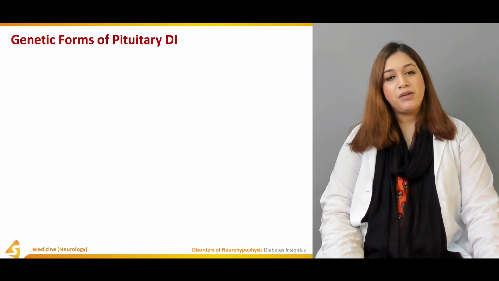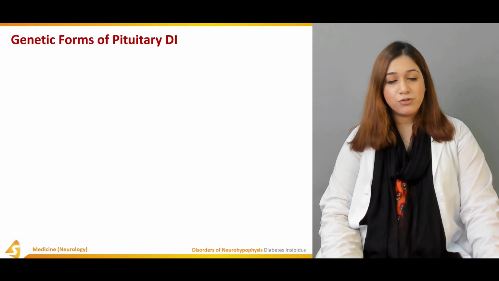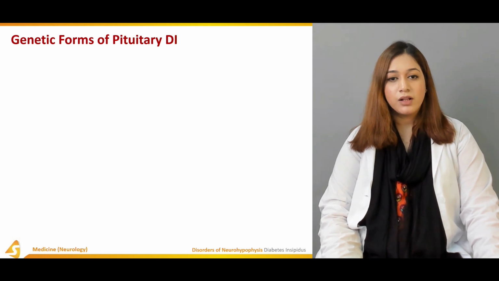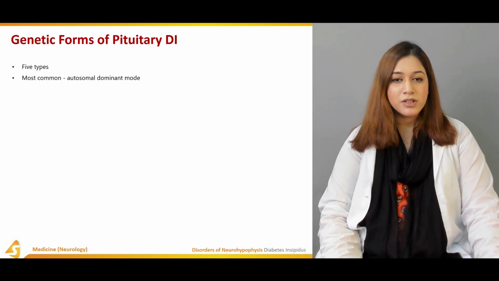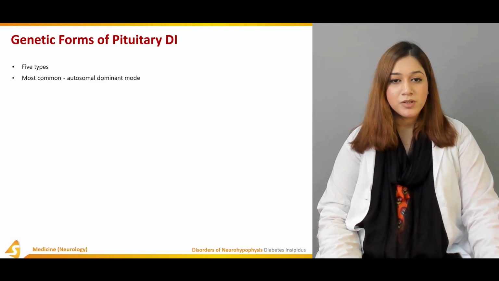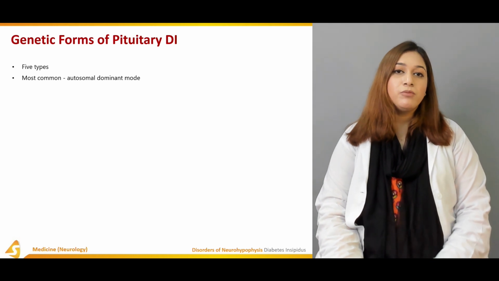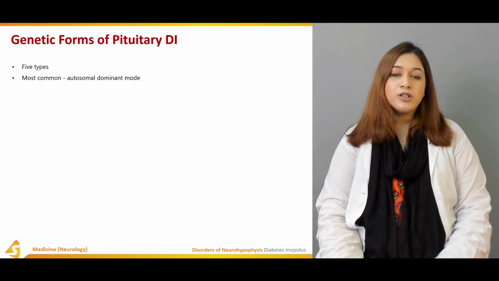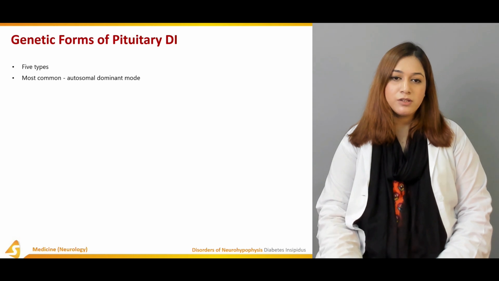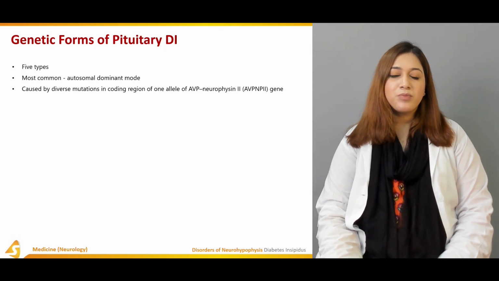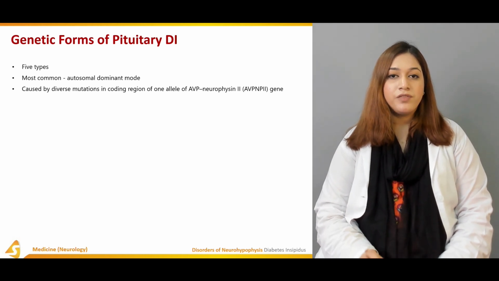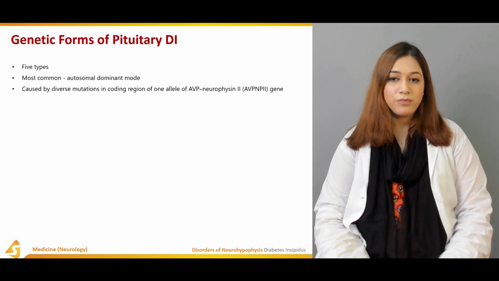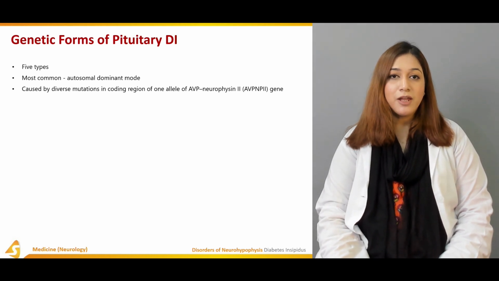Now, we will talk about the genetic forms of pituitary diabetes insipidus. There are 5 genetic forms of pituitary diabetes insipidus. Out of these 5, the most common type is the autosomal dominant mode of inheritance. It is caused by diverse mutations involving the coding region of one allele of the AVP neurophysin gene, the AVP-NP2 gene.